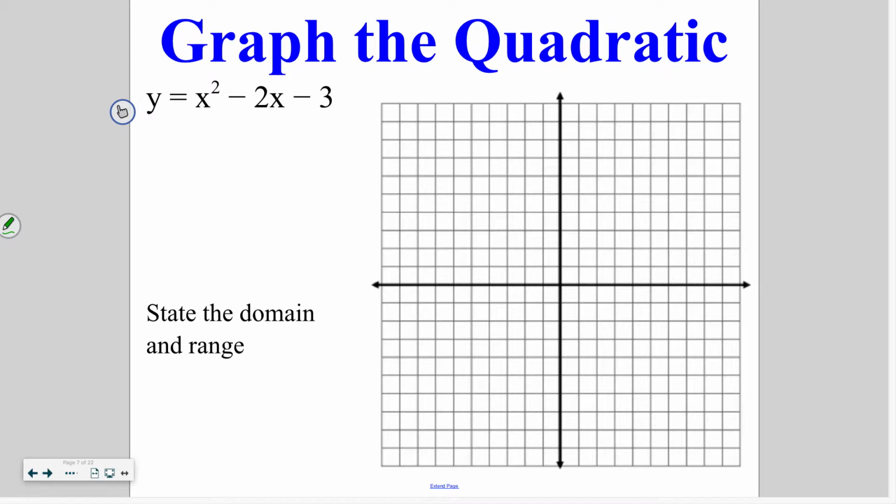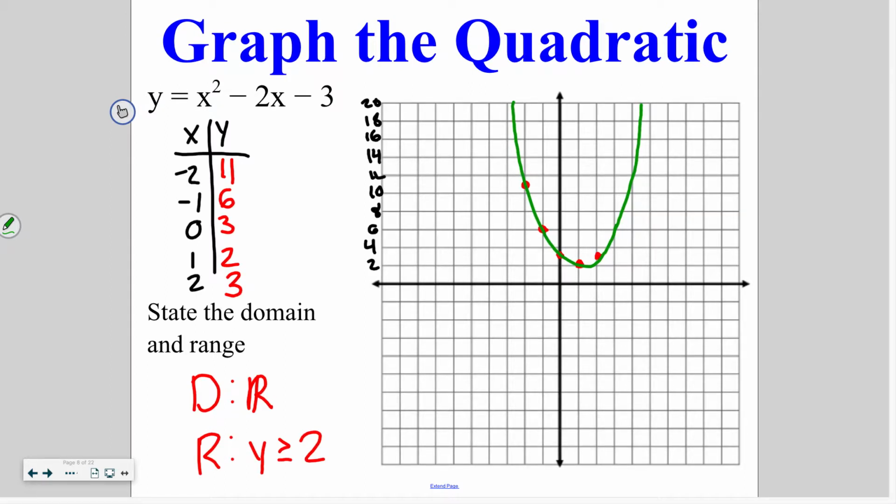Go ahead and try this one on your own, graphing by making a table and then stating the domain and range. So that table, we've got -2, 11; -1, 6; 0, 3; 1, 2; 2, 3. This one starts curving on its own without having to add in any extra values. So as you can see, we went through and finished that parabola using the symmetry values. Domain, again, is all real numbers, and range is y is greater than or equal to 2. All of the numbers for y are greater than or equal to 2.